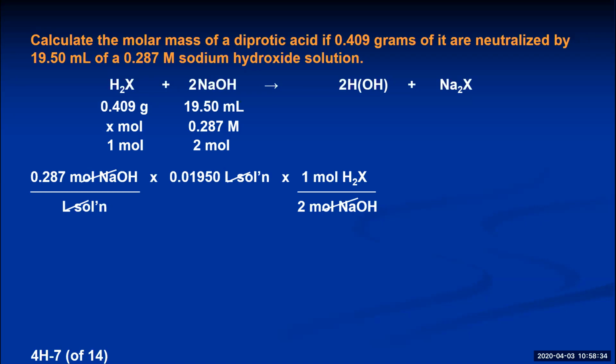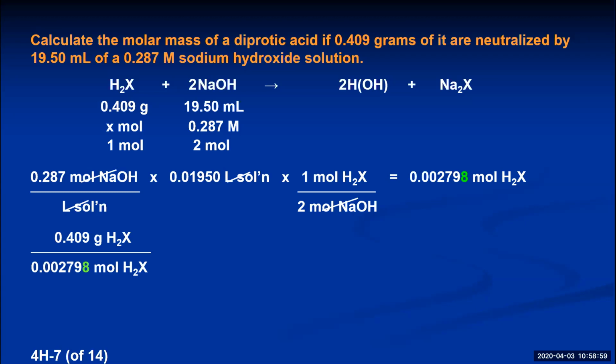So multiply this out. A 3 significant figure number by a 4 significant figure number will give you a 3 significant figure answer, and then I'll keep a guard digit. So we've determined the number of moles of H2X, and much like in all of your colligative property calculations, when you did the last step to determine the molar mass of an unknown, you have to know the grams of the unknown and divide it by the moles of the unknown. So we take the 0.409 grams of the H2X, we divide it by the 0.002798 moles of the H2X, and I will get grams per mole, and that'll be a 3 significant figure answer, and that's going to be the molar mass of this diprotic acid.